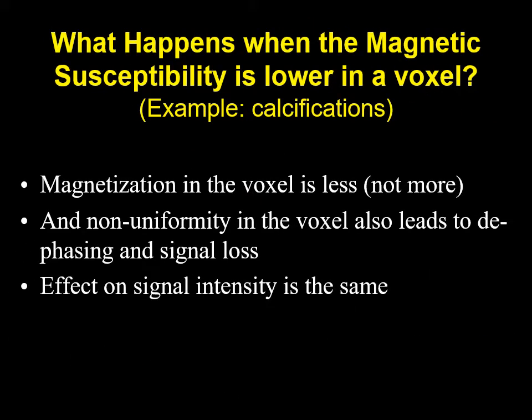What happens when the magnetic susceptibility is lower in the central voxel? For example, if calcifications are present in that voxel. Well, because calcium is diamagnetic, the magnetization in the voxel is less rather than more. And because calcifications are typically particulate, you have non-uniformity in the voxel, which leads to further dephasing and signal loss. So the net effect on the signal intensity is the same.